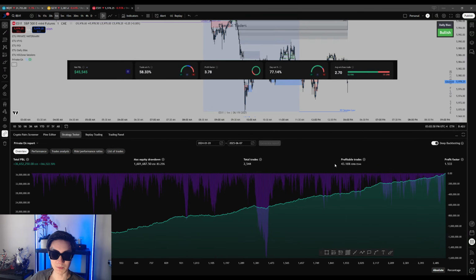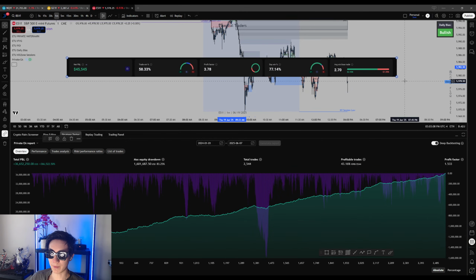58% win rate versus my bot at 43%. And then also the profit factor is almost double manually trading my strategy. Hence why I'm not going to stop manually trading my strategy, even if I get the bot to fully work and execute properly when connected to my broker. I'll still be manually trading my account.